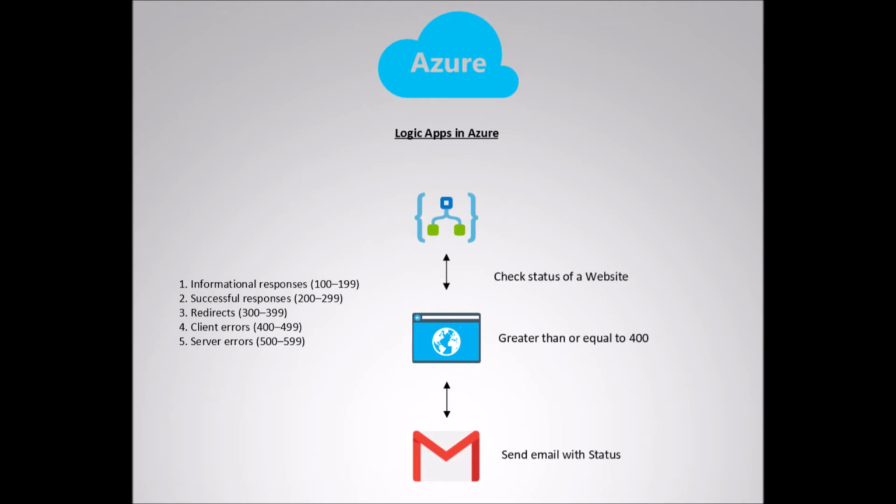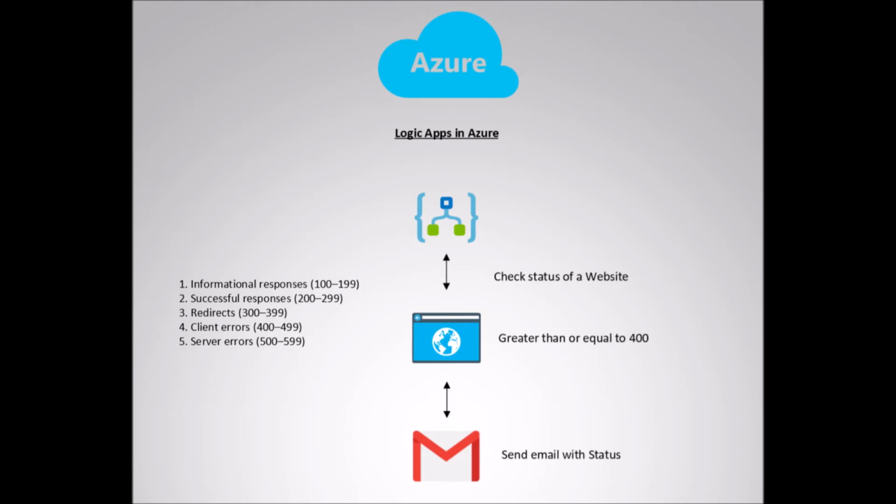In this video we're going to create a simple logic app using the Azure portal to check the status of a website every 5 minutes using HTTP, based upon a condition. That condition is if the status code is greater than or equal to 400.